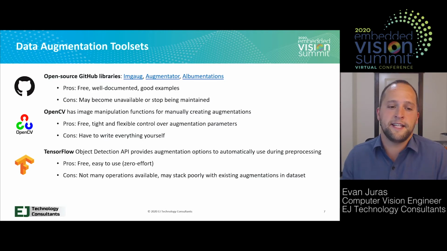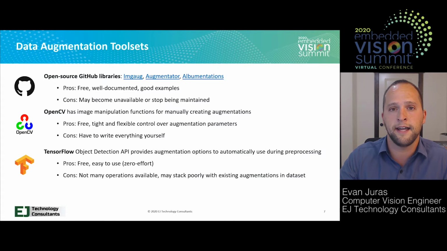As a side note, the TensorFlow Keras library has data augmentation features to it, but those are only for image classification models and not for object detection models. But hopefully they'll add object detection functionality in the future. So my favorite of these options is Imgaug. Again, it's well documented and it has good examples and it's just easy to use.